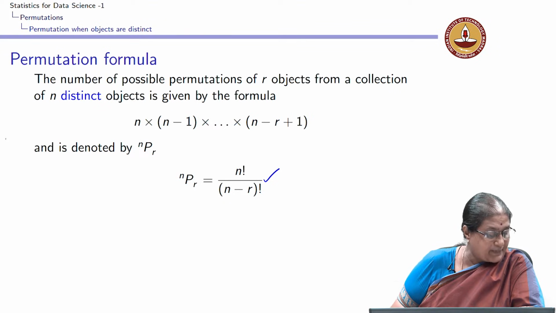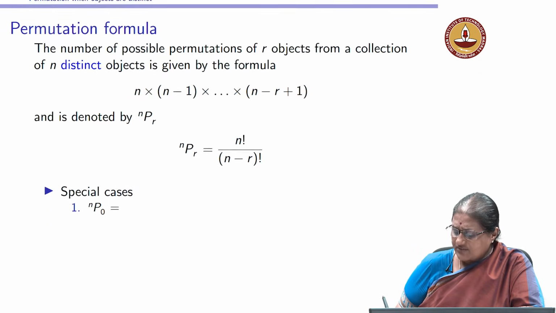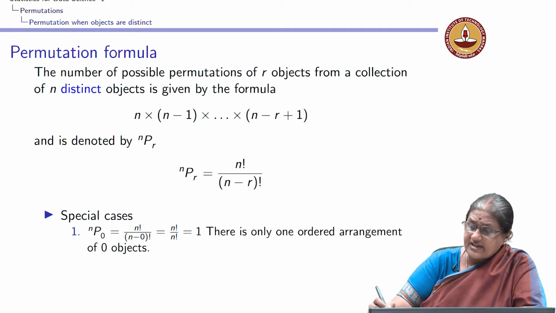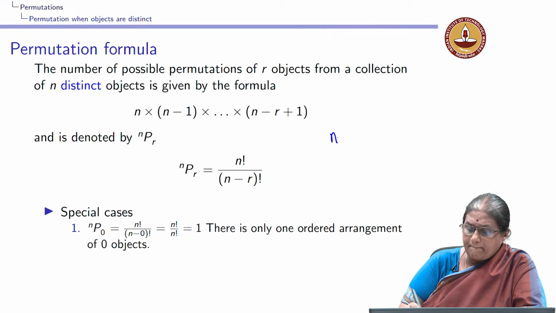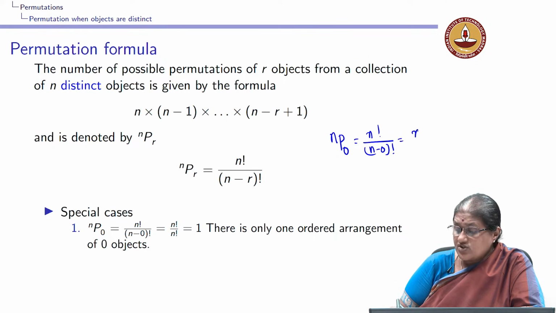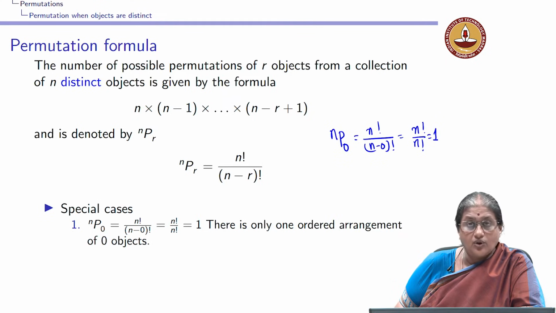Now, going back to the examples we have just seen, we can see that there are certain special cases of this formula. What are the special cases of this formula? What is nP0? If I apply the same formula, it is n factorial by n minus 0 factorial. N minus 0 is again n, so I have n factorial by n factorial, which is 1. So, what does this mean? It means that when I am looking at no object, nP0, I have only one ordered arrangement of 0 objects.